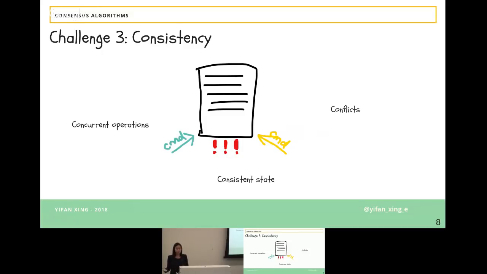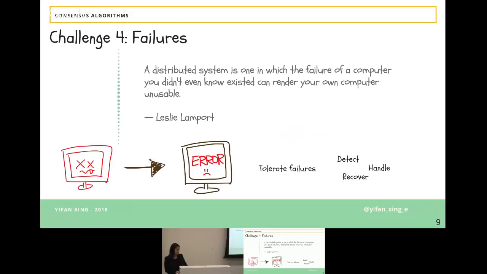And how do we deal with inconsistency problems? Since we're working with distributed systems, it's very common and likely that we're doing multiple operations on one single object. When that happens, how do we make sure that the object is in a consistent state? And how do we deal with conflicts on the object?